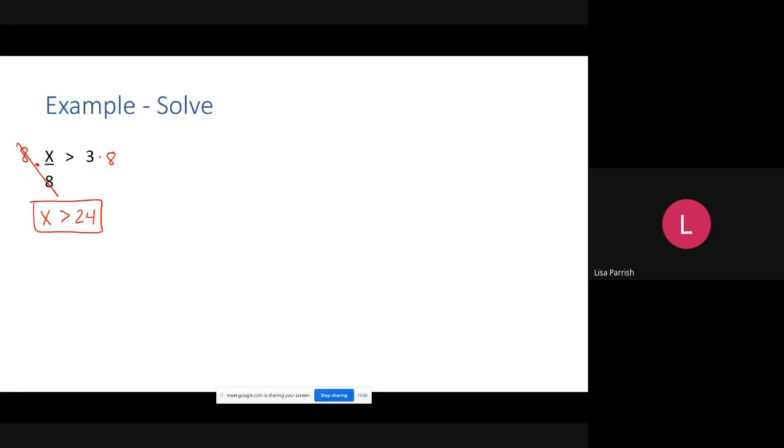So my answer is 24. Now remember, these are not equals. This particular problem is greater than, so you want to use your inequality sign. What this is saying is x must be greater than 24 in order to get an answer that is greater than 3.